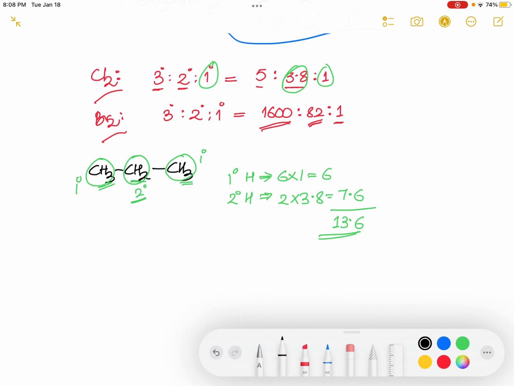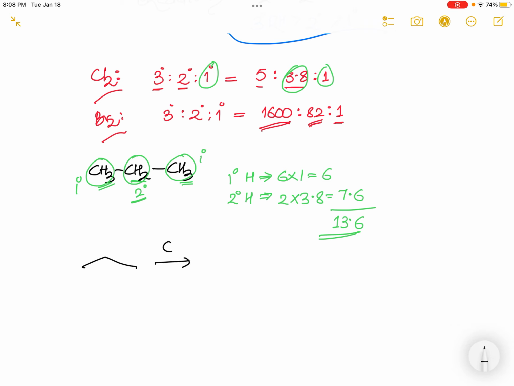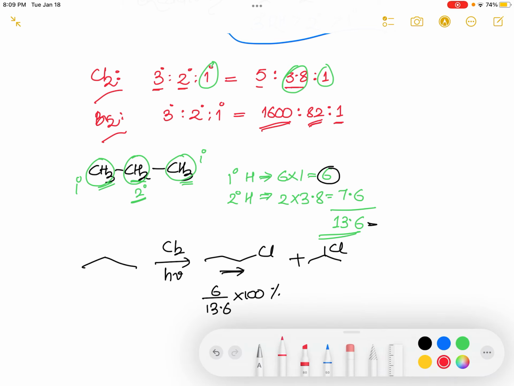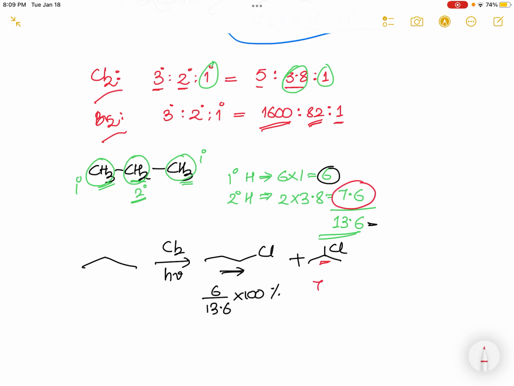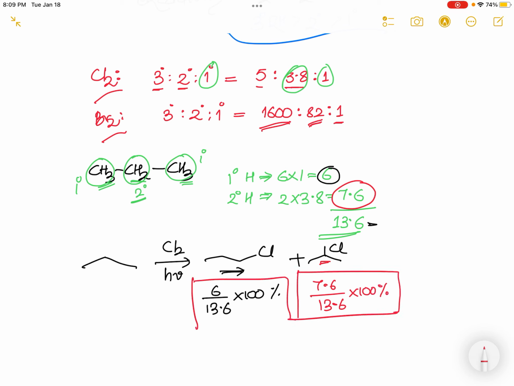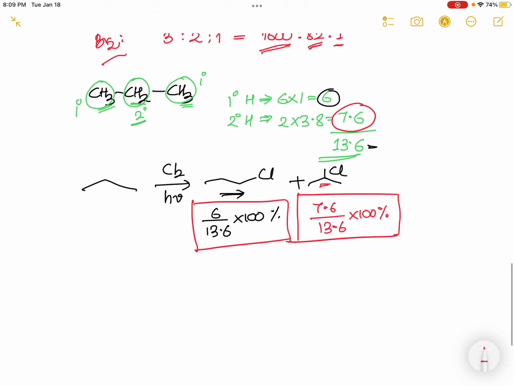What is the meaning of this? The meaning is, if you take this one, chlorination in presence of light, you can get the product like this. Its primary possibilities are 6 out of 13.6, 6 by 13.6 into 100. Product chances, sorry. And for this secondary purpose, chances are 7.6 by 13.6 into 100. In this way, you can answer any question.